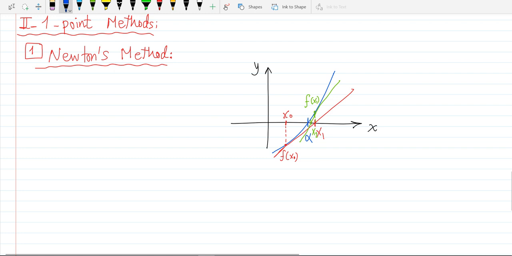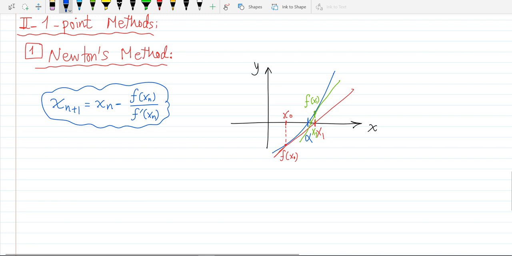And as you see, Newton's method converges to the root rapidly compared with the bisection method, and the iteration formula will be xn plus 1 equals xn minus f of xn over f dash of xn. And this is the iteration formula of this method. And as it's clear, Newton's method depends on the tangent at certain points, and for sure it converges rapidly to the exact root.